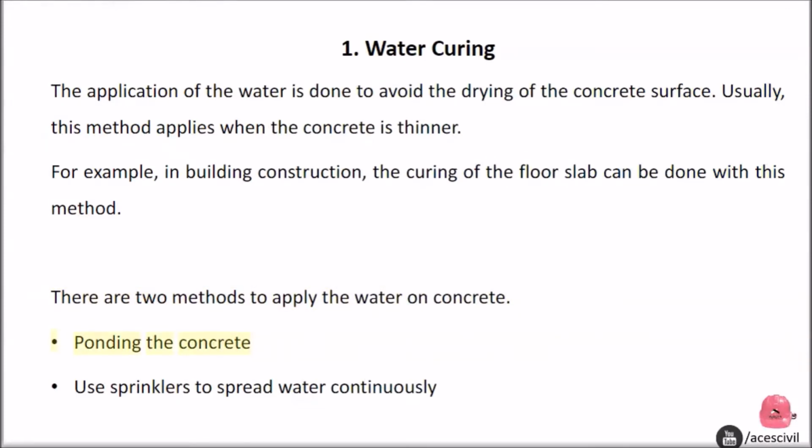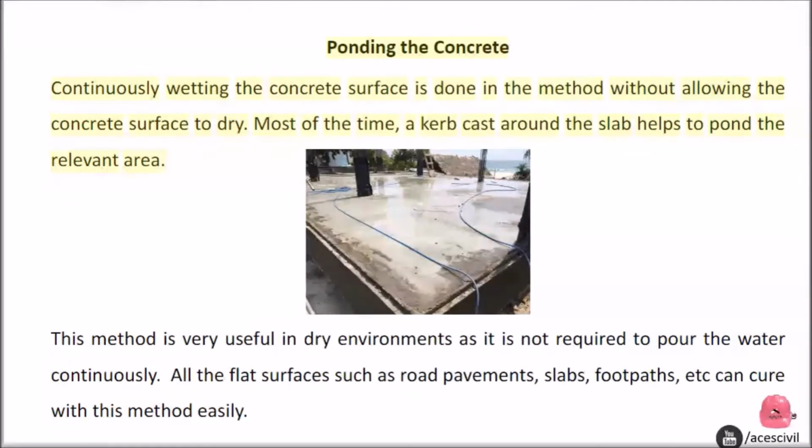Ponding the concrete. Use sprinklers to spread water continuously. Ponding the concrete, continuously wetting the concrete surface, is done in this method without allowing the concrete surface to dry. Most of the time, a curb cast around the slab helps to pond the relevant area.